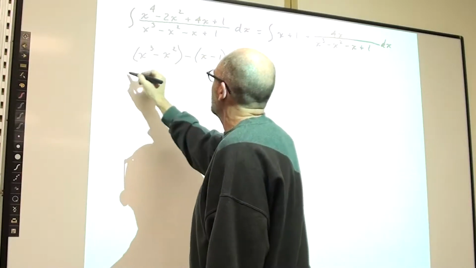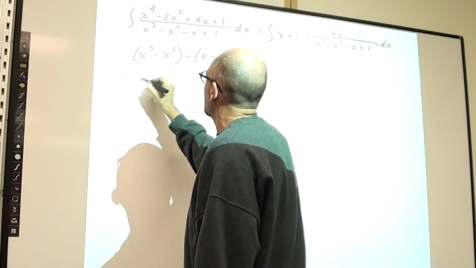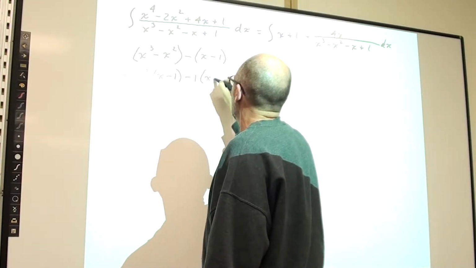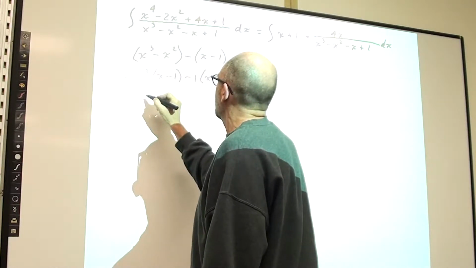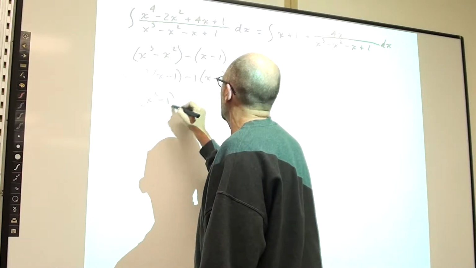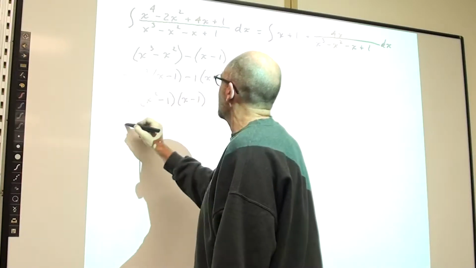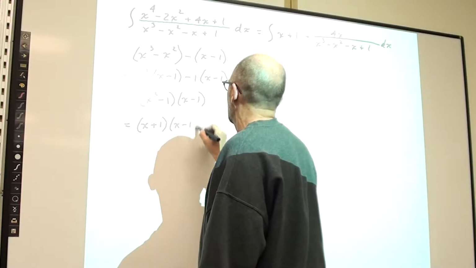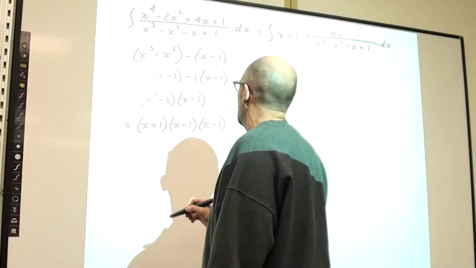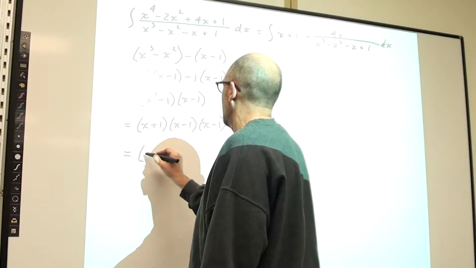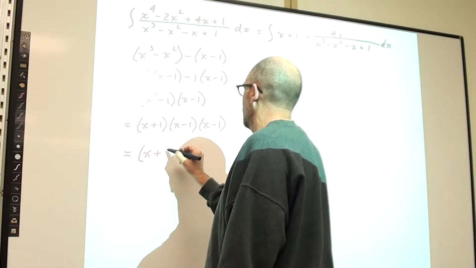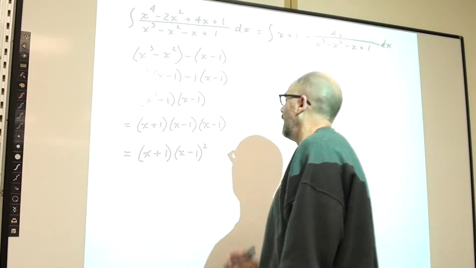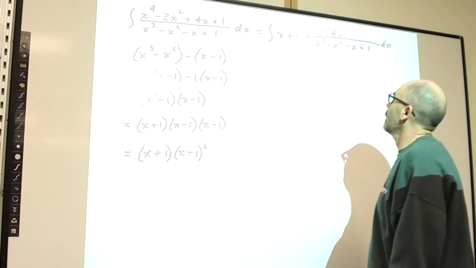And so we say greatest common factor of the first group is x squared. Greatest common factor of the second group is 1. So now I have x squared minus 1 times x minus 1. And clearly x squared minus 1 is x plus 1, x minus 1. So we end up with our factor in the denominator, x plus 1 times x minus 1 quantity squared.